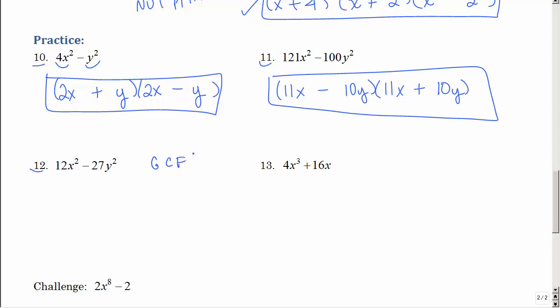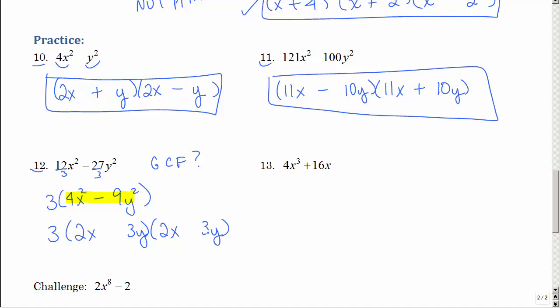Number 12. Is there a GCF? You've always got to be thinking that very first thought. Yes, they're both divisible by 3. So if I divide both of those by 3, I would leave 4x squared minus 9y squared. Then you ask yourself, can you factor more? Yes, I can. It's the difference of two squares. So again, 2 steps because I did the GCF first, then I did the squares. 2 steps. I want to see both steps on your paper.